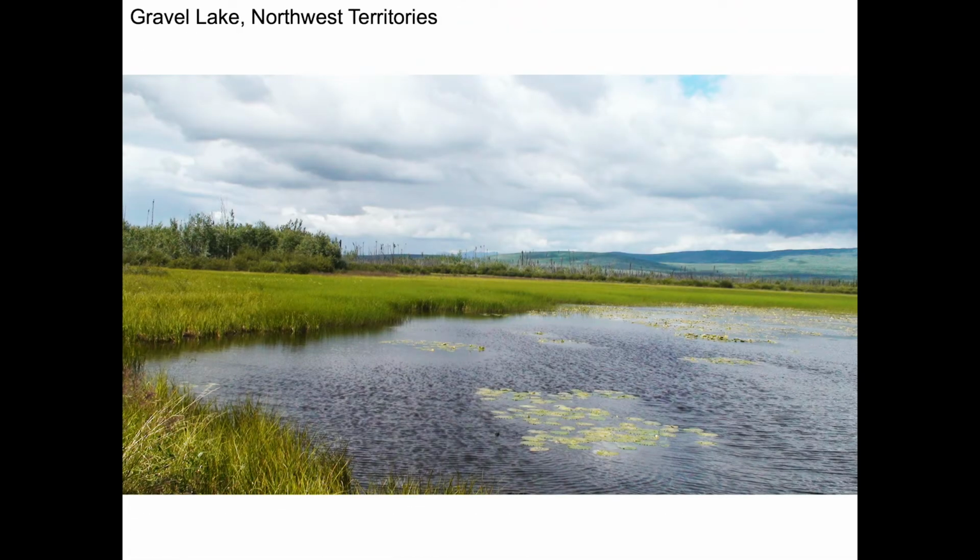That's another example here. This is Gravel Lake in the Northwest Territories. This is a lake that we found on a bike trip in 2008 with plans to core it. We never went back to core this lake. But it's there, and you could probably get a good 10,000-year climate record out of it.